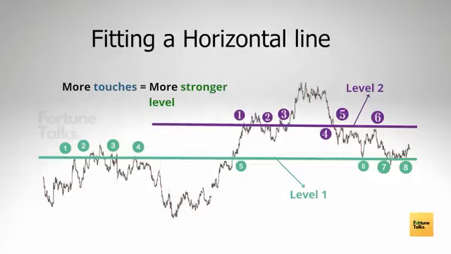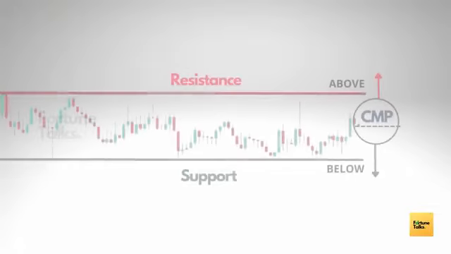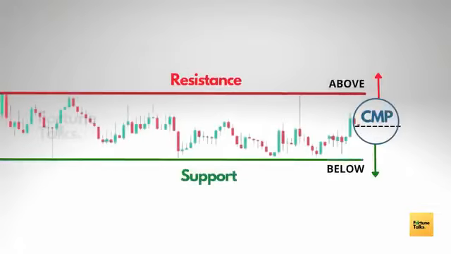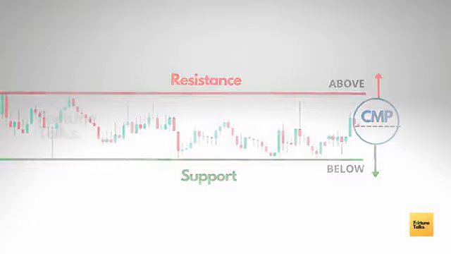So how do you tell whether you have drawn a support or a resistance? As we have discussed, if the market price stays above the level that we have drawn, it acts as a support. Similarly, if the market price is below the level that we have drawn, then it will act as a resistance.